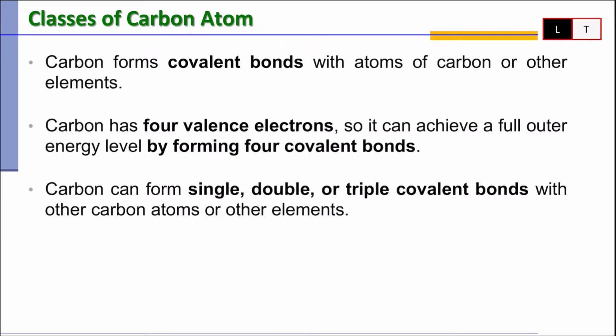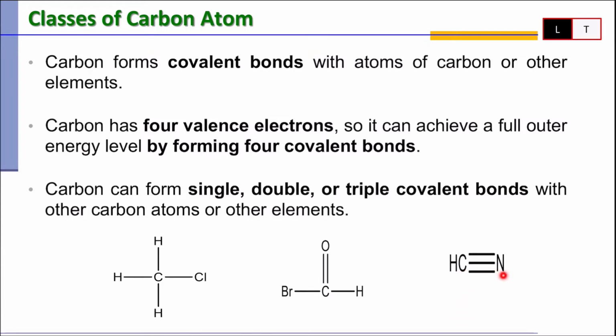Dan dia akan attach sama ada dengan carbon itself ataupun another atom. Contoh macam this carbon attach with hydrogen and chlorine, or this carbon kita ada double bond between oxygen, and we have this carbon triple bond with nitrogen. So this carbon maximum bond dia adalah 4. Tak boleh kurang, tak boleh lebih. Memang wajib 4. Now kita continue macam mana nak classify carbon atom.